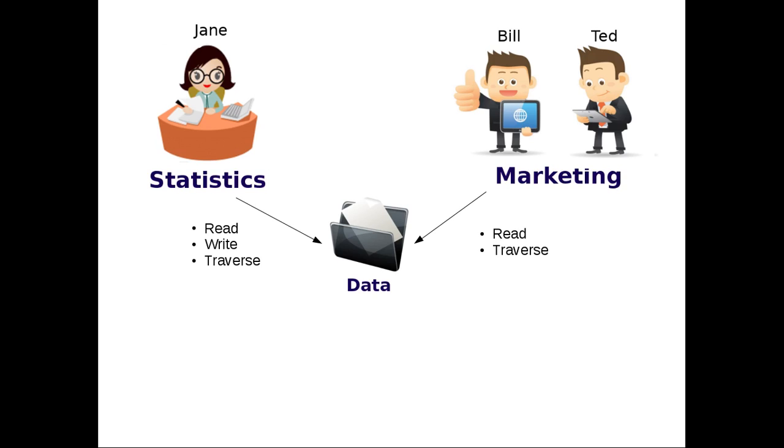Jane will need read, write, and traverse permissions to this directory. Traverse permissions allow her to go into the directory. The marketing department will only need read and traverse permissions.